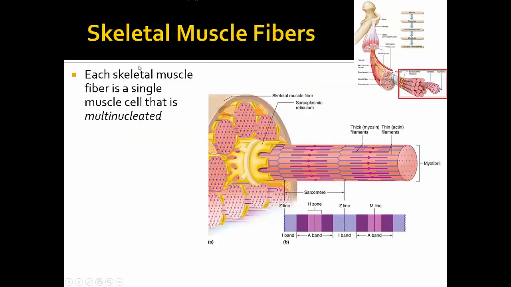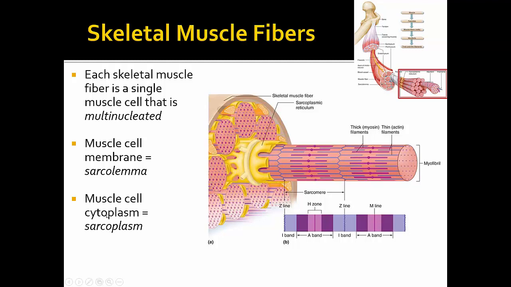So here's more about the skeletal muscle fiber. Each skeletal muscle fiber is a single muscle cell that is multinucleated. So there's multiple nuclei in a single muscle cell. And they have some funny names for things. So the muscle cell membrane, instead of being a plasma membrane, is a sarcolemma. Okay, so sometimes you call regular cell membranes plasmalemma. This is going to be a sarcolemma.